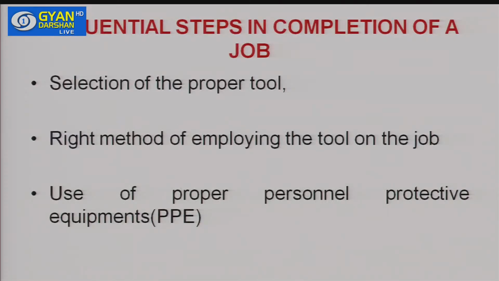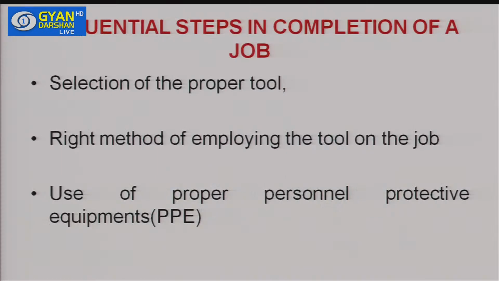So now we discuss the sequential steps in completion of a job. So first of all, what does the worker or the shop floor person do? He selects the proper kind of tool, because in any kind of manufacturing workshop or industry, we need certain kinds of tools to work upon the job as well as on the machine. So first of all, he will select a proper tool. Then he will employ that tool on the job.